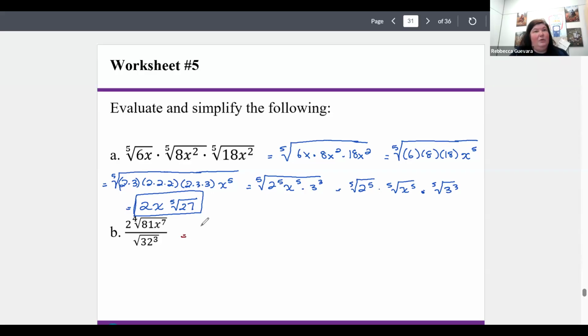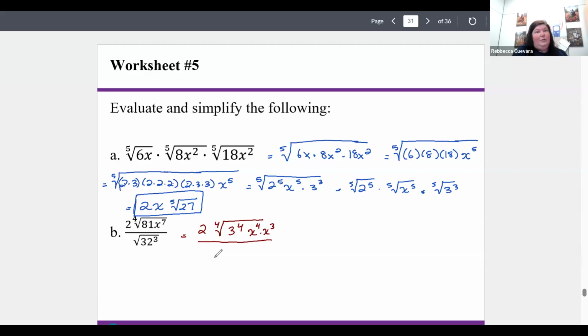So for B, we have 2 out front, and then we're doing a 4th root of that 81. So that 81 is just going to be, if you didn't know that, if you take 3 to the power of 4, you would get 81. And then we have x to the 7th. X to the 7th is just x to the 4th times x to the 3rd. So I can break that down.